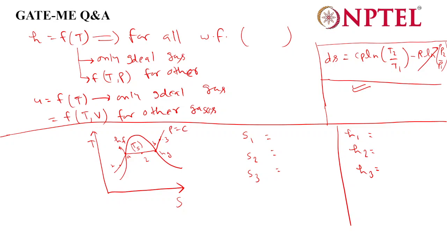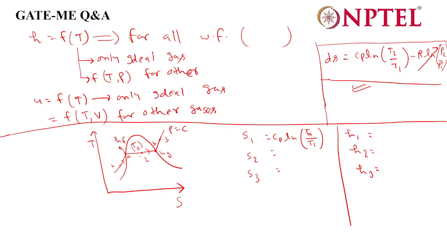So simply, if you know the enthalpy, then calculate the entropy. Entropy we can anyhow find. Cp we know for this fluid, so Cp ln, and let's suppose we go from 1 to A. What will be the T2? TA, since TS and TA are both the same. So we write TA by T1, and here you know everything: Cp, TA and T1.